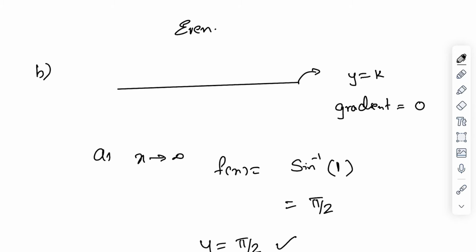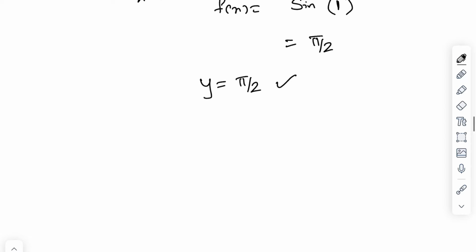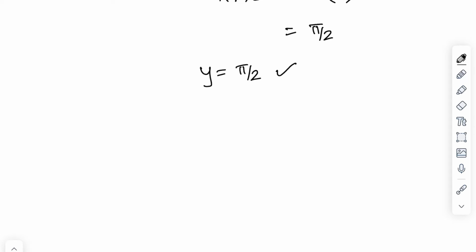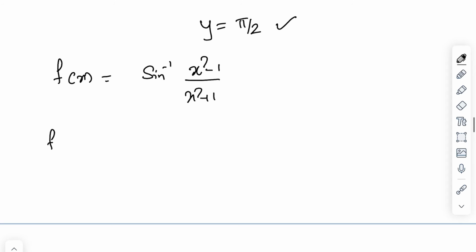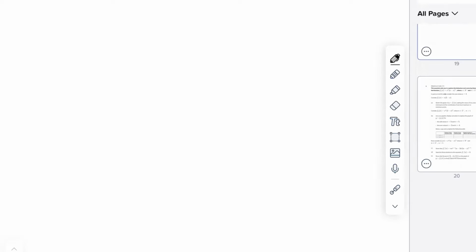Part C, show that f prime x equals this one. So find the derivative. f of x equals sine inverse of x squared minus 1 upon x squared plus 1. So f prime x. Let me add a new page and write everything out over there.